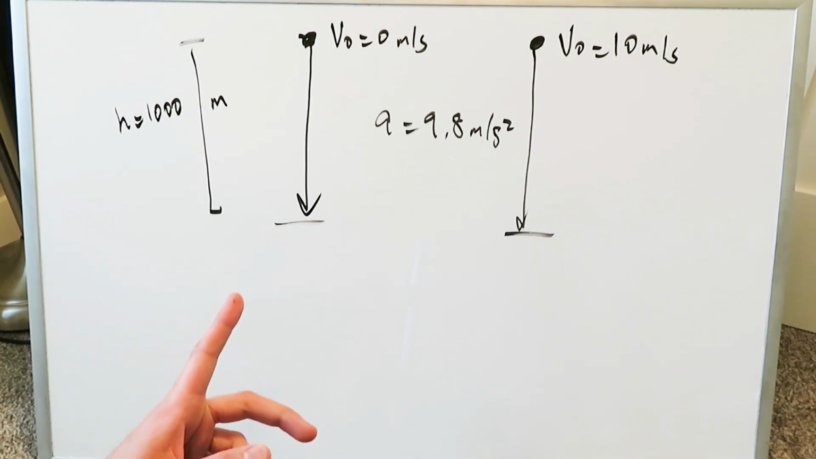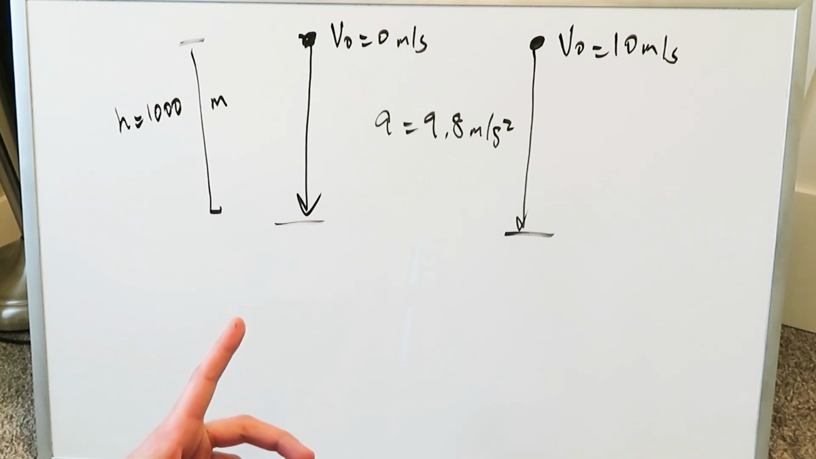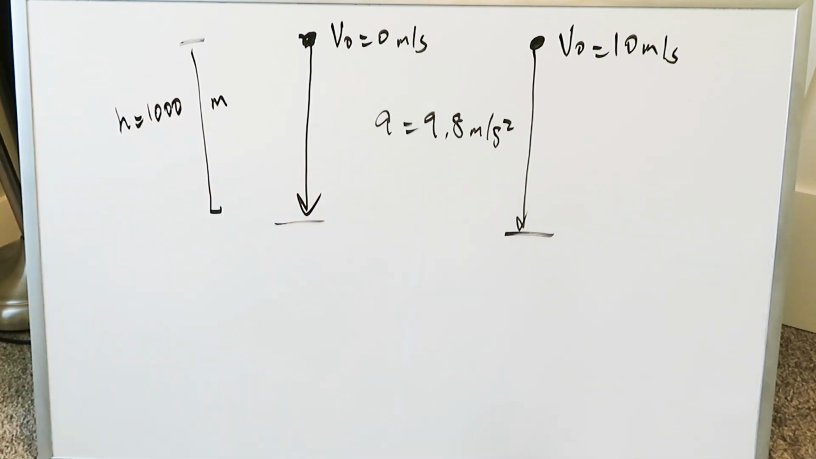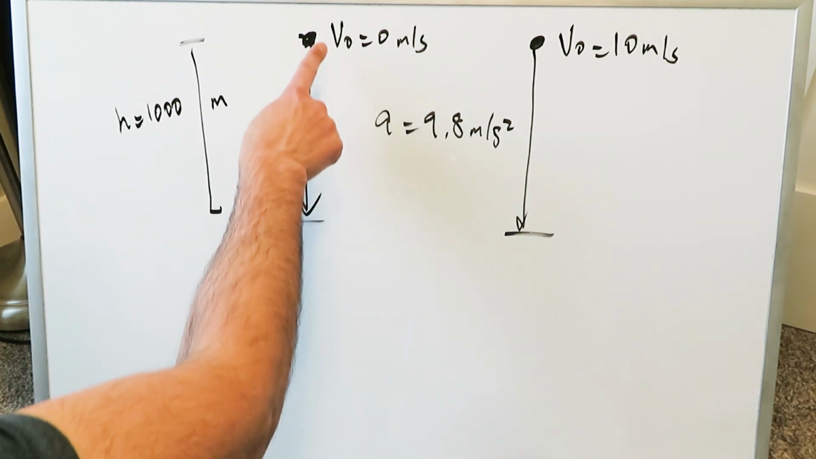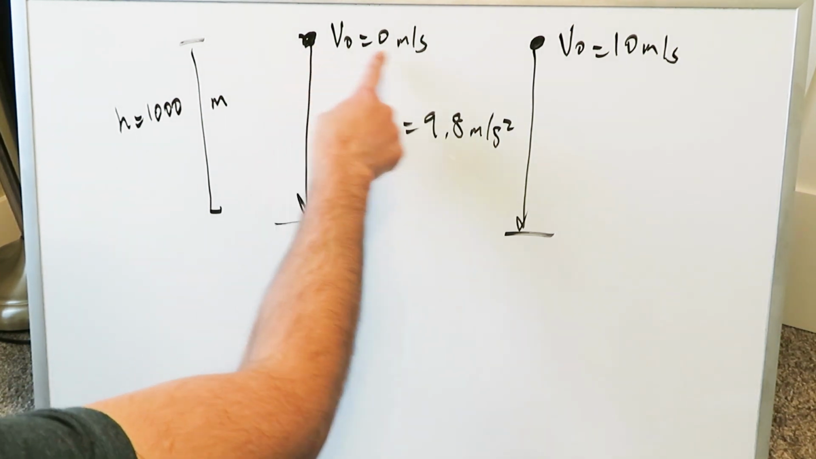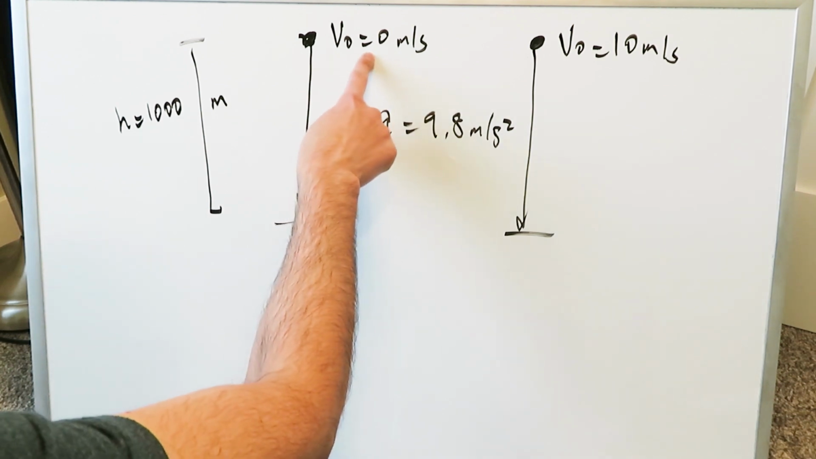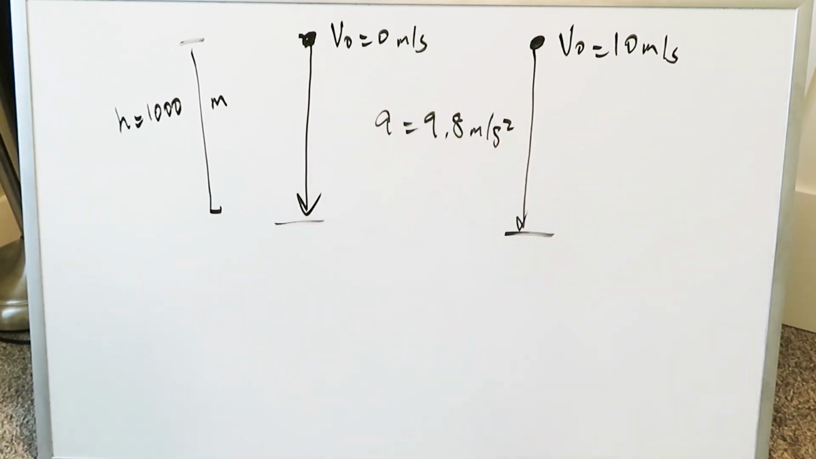An object that is released from a certain height, or which is thrown from a certain height, the height being 1000 meters, acceleration being 9.8 meters per second squared, assuming no air resistance, both of these objects will enter free fall. One object was merely dropped from a certain height, the other object was shot down from a certain height. You can see the difference in the initial velocities. This is zero, it was merely dropped. This was pushed down into free fall.